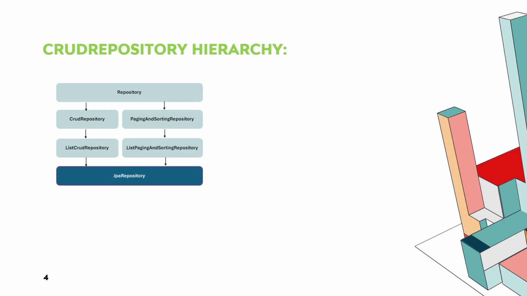If you look at the hierarchy, JPA repository is an extension of ListCrudRepository and ListPagingAndSortingRepository. ListPagingAndSortingRepository is an extension of PagingAndSortingRepository. The other way around, JPA repository extends ListCrudRepository, which extends CrudRepository. So technically, the JPA repository interface extends two interfaces: ListCrudRepository and ListPagingAndSortingRepository.